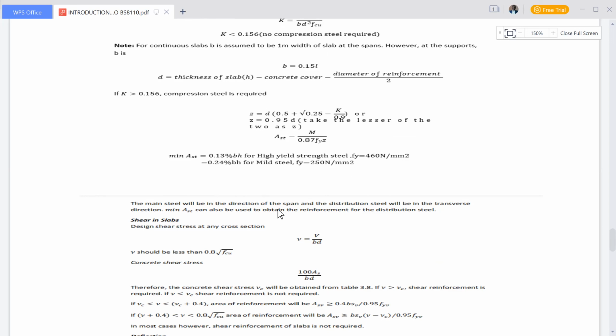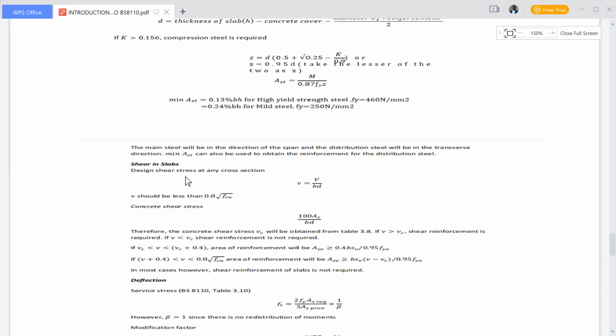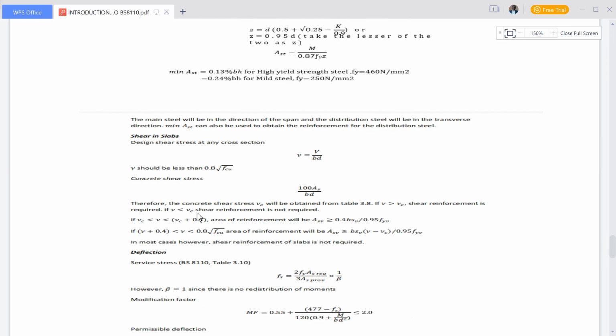Now we go to shear in slabs. Design shear stress at any cross section. We know that shear stress is given by force over area, because stress is pressure. Force here is the shear force, and the area is breadth times effective depth. Now this value of shear stress will not exceed 0.8 times the square root of the characteristic strength of concrete, fcu. But then there is the concrete shear stress. For you to obtain concrete shear stress, you will compute 100 As over bd.